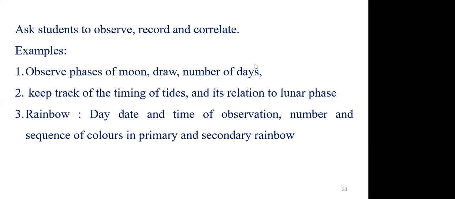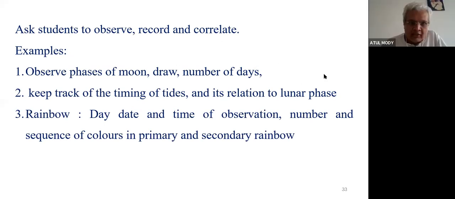Okay, so they will be able to observe some similarity, some pattern, some symmetries. Rainbow, I can't tell students that in the afternoon go and observe a rainbow. That won't be possible. Rainbow occurs only at certain times, either in the morning hours or in the early evening hours. And then the sequence of colors in primary and secondary rainbow. Now, these are very simple activities. Even small children can do them, and they would enjoy doing them also.